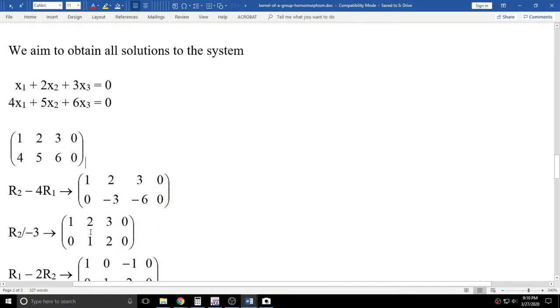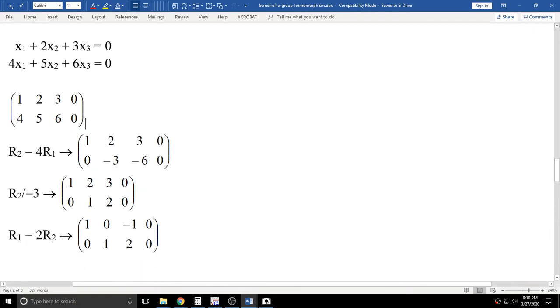Now, our next step, get rid of these 2 up here. What elementary row operation will do that? Well, take row 1 minus 2 row 2. Row 1 minus 2 row 2. So let's do that. 1 minus 2 times 0 is 1. 2 minus 2 times 1 is 0. 3 minus 2 times 2 is 3 minus 4, which is negative 1. 0 minus 2 times 0 is still 0.